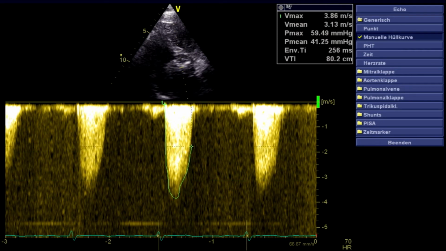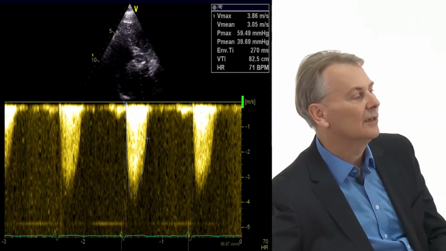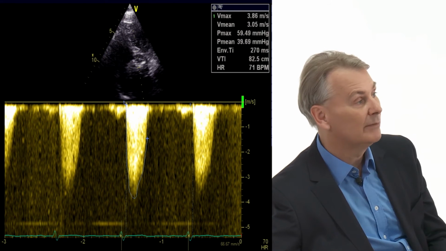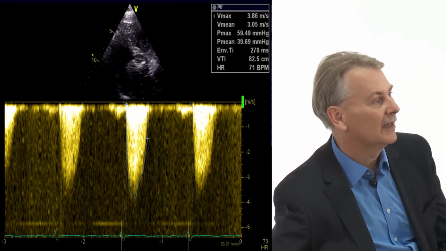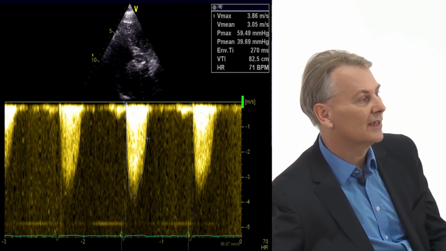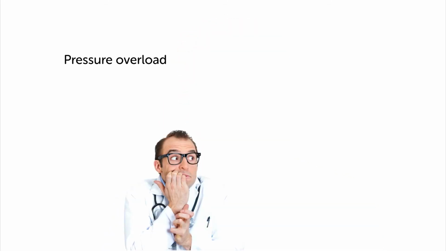So here we are, we have a stenosis which is somewhere in the range of moderate to severe. The mean gradient is 40 millimeters of mercury. The maximal gradient is somewhere in the range of almost 60 millimeters of mercury. So this certainly could be her problem. When it comes to aortic stenosis, what are we really afraid of? A few things. First of all, pressure overload, because this can eventually lead to heart failure.